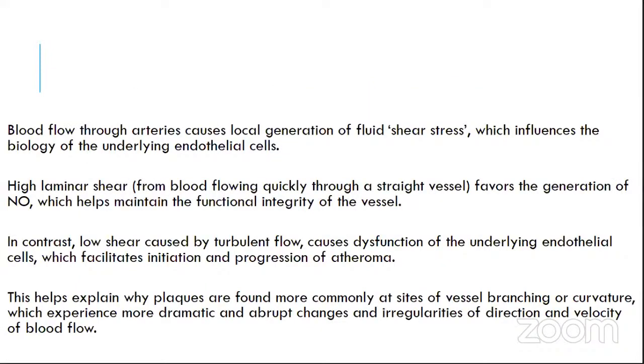Blood flow through arteries causes local generation of fluid shear stress, which influences the biology of underlying endothelial cells. High laminar flow from blood flowing quickly through the straight vessels favors the generation of nitric oxide to maintain the functional integrity of the vessels. In contrast, low shear caused by turbulent flow causes dysfunction of the underlying endothelial cells, which facilitates initiation and progression of atheroma. This helps explain why plaques are found more commonly at the sites of vessel branches or curvature, which experience more dramatic and abrupt changes and irregularities of direction and velocity of blood flow.